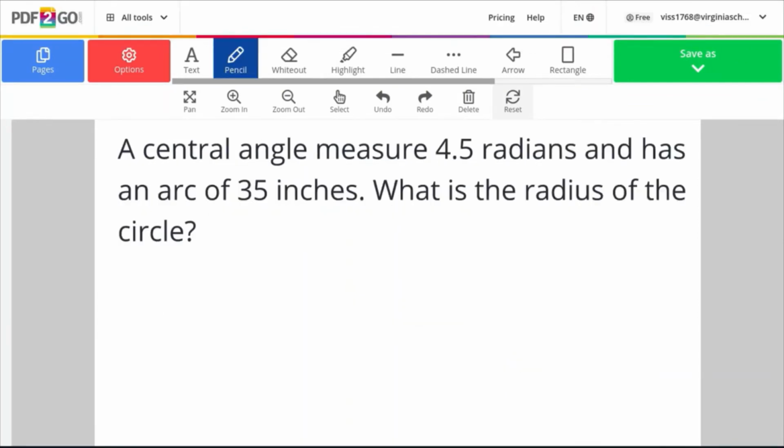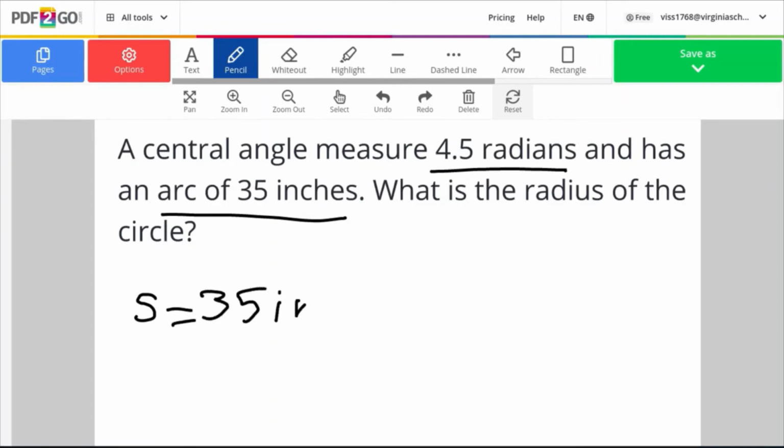A central angle measures 4.5 radians and has an arc of 35 inches. What is the radius of the circle? So what's given to us here is 4.5 radians and the arc length, which is 35 inches. So we start by writing them here, the arc length, which equals 35 inches, and the radians, which equals 4.5. And what's required here is the radius.